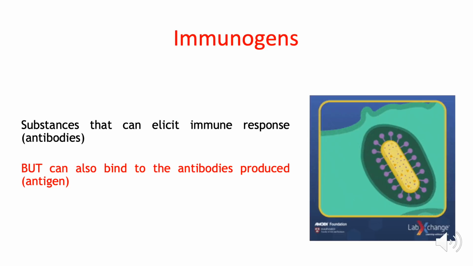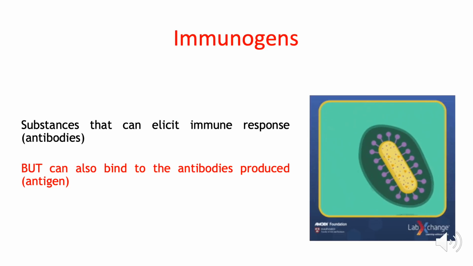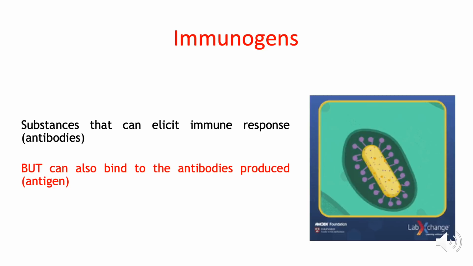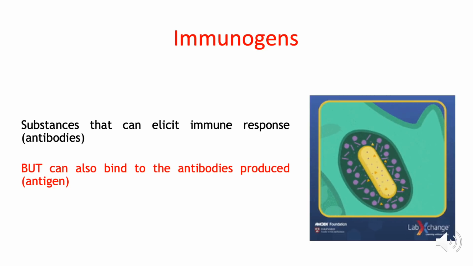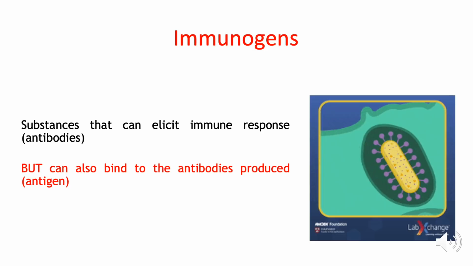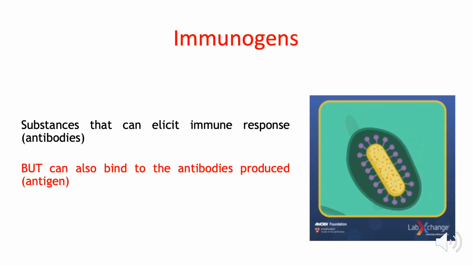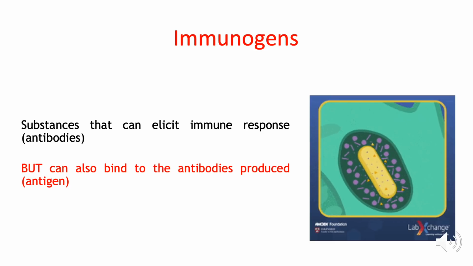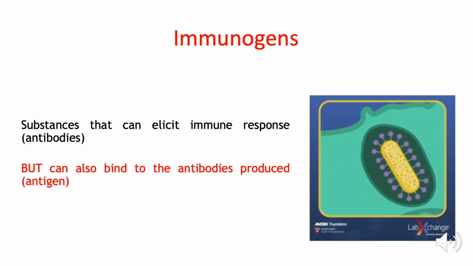I want everybody to understand, since immunogens can induce the production of antibodies by the immune system, and antibodies tend to be specific, expect that the immunogens will also bind to the antibodies produced because of them. So, immunogens can also act as antigens because they can bind to the antibodies.